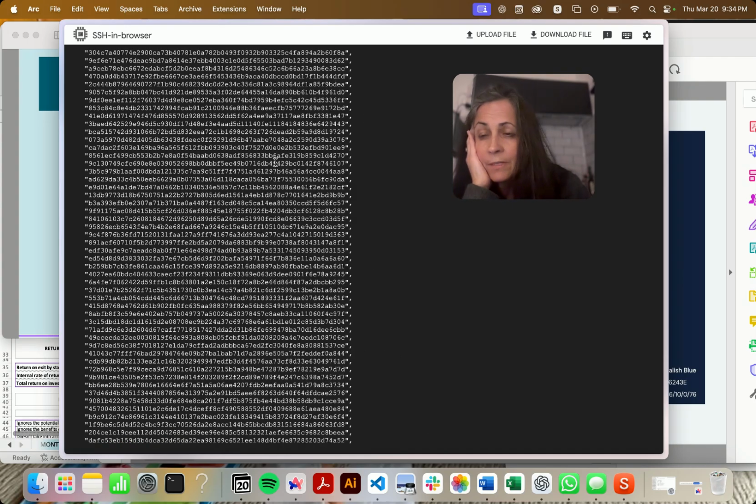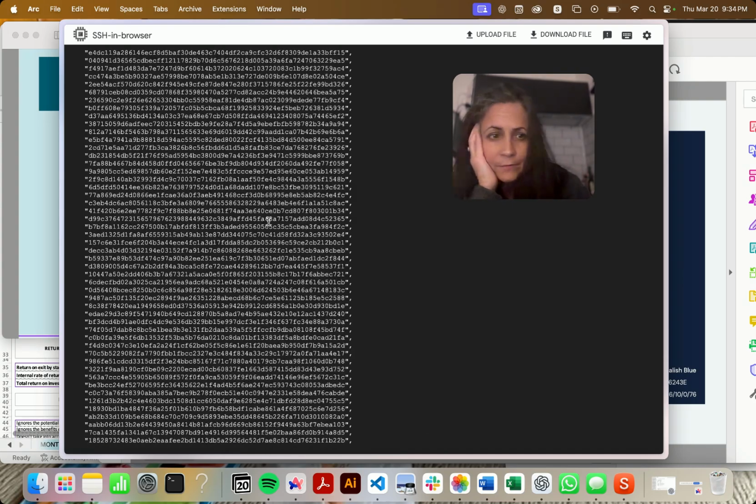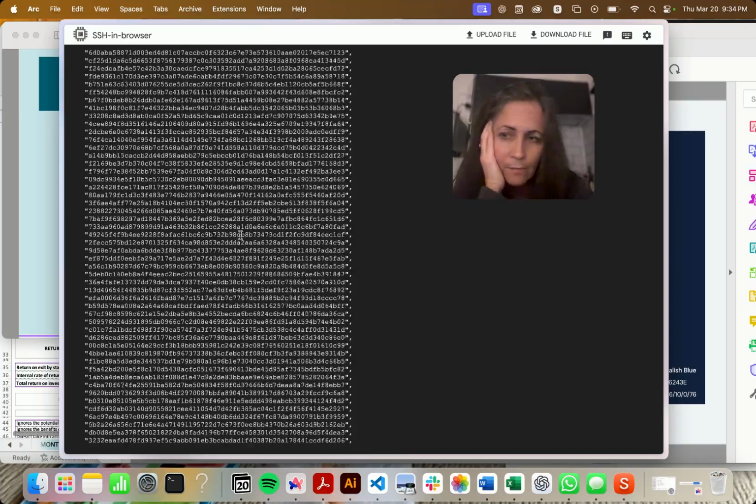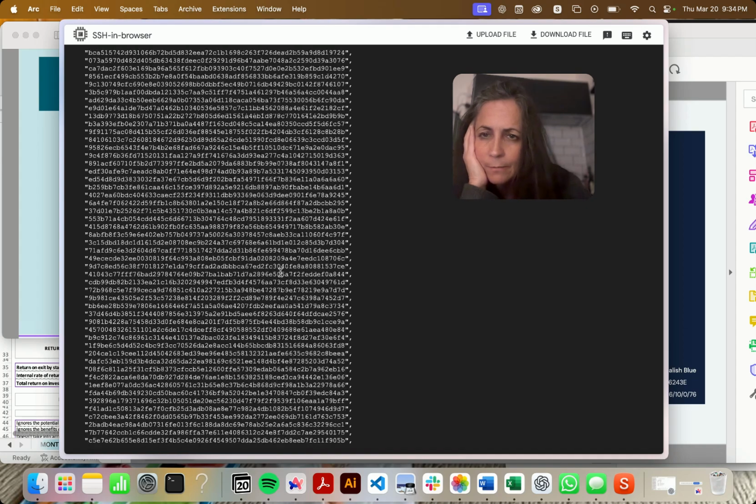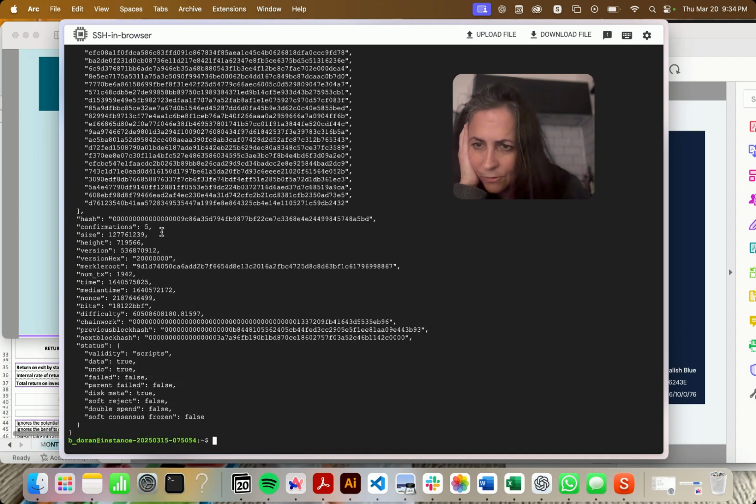So these are all the transactions in the block. There's a lot of them. I won't scroll all the way up. It probably tells us down here how many transactions. So it's had 5 confirmations. This is the block hash, which we just put in there. The height is 719,566. This is the Merkle root. So that means the Merkle root of all of these transactions. That's what this is. It's so cool.